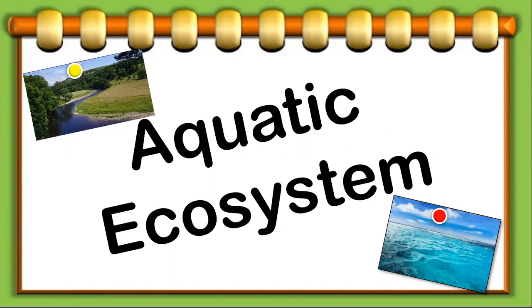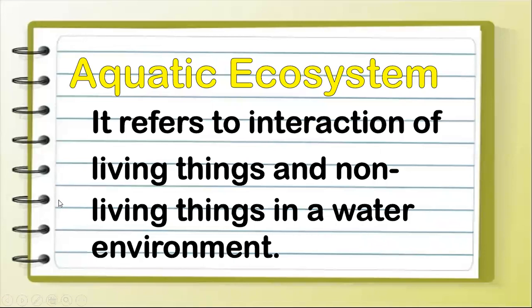But before that one, what do you mean by aquatic ecosystem? When we say aquatic ecosystem, it refers to interaction of living things and non-living things in a water environment. So it is an ecosystem that happens or that occurs in a water environment. It can be observed in water environment. When we say aquatic, it refers to water environment.